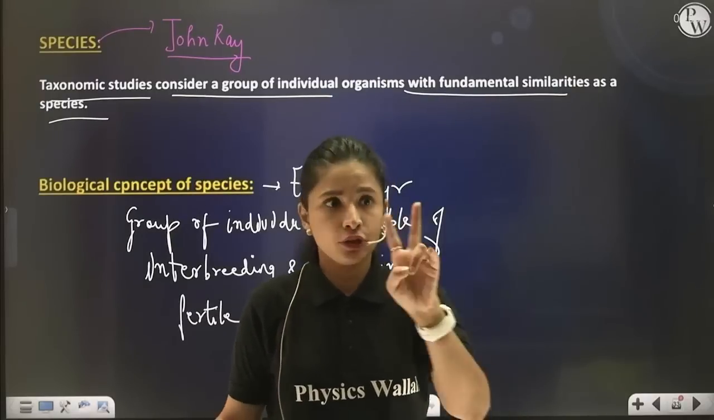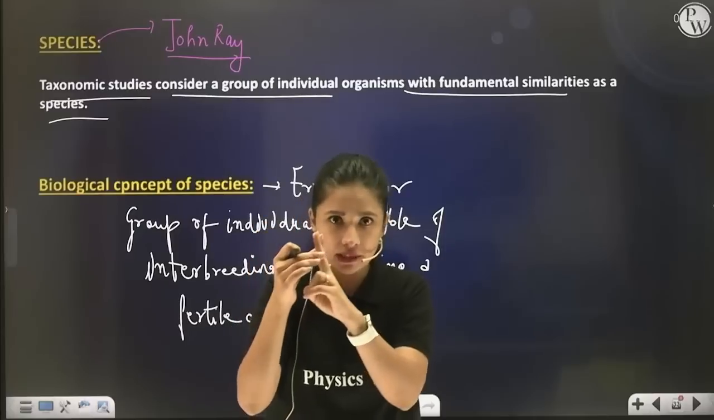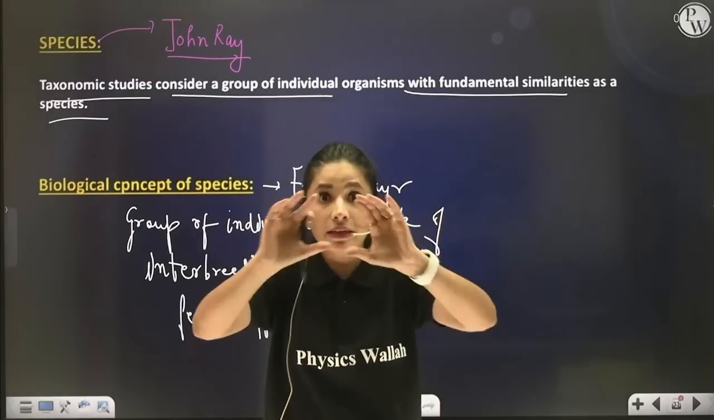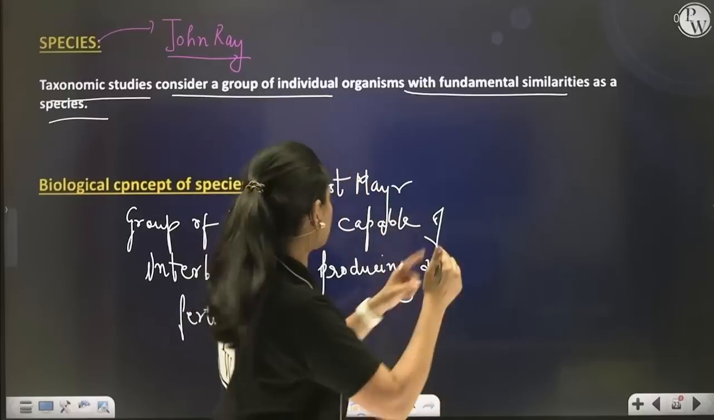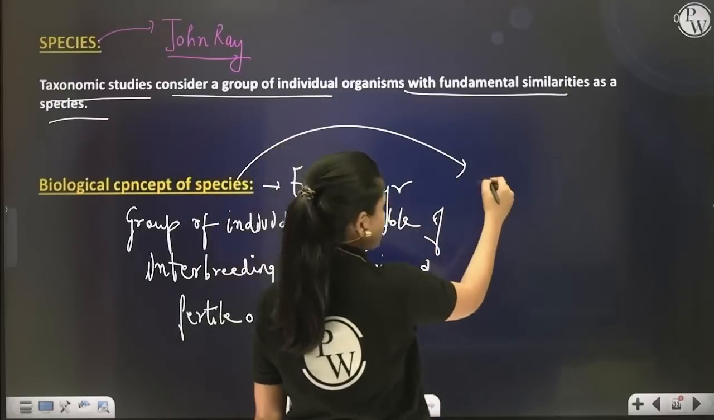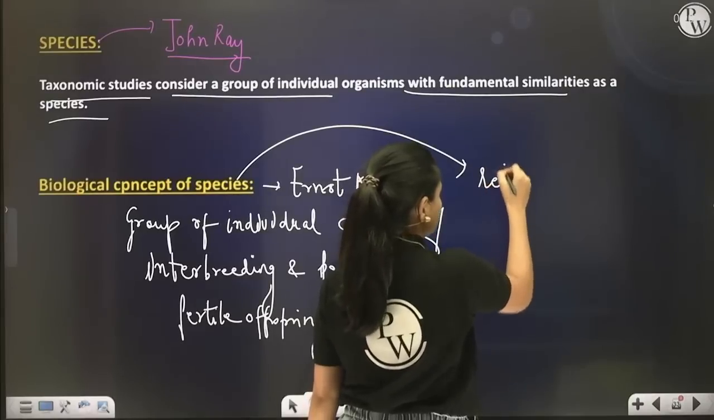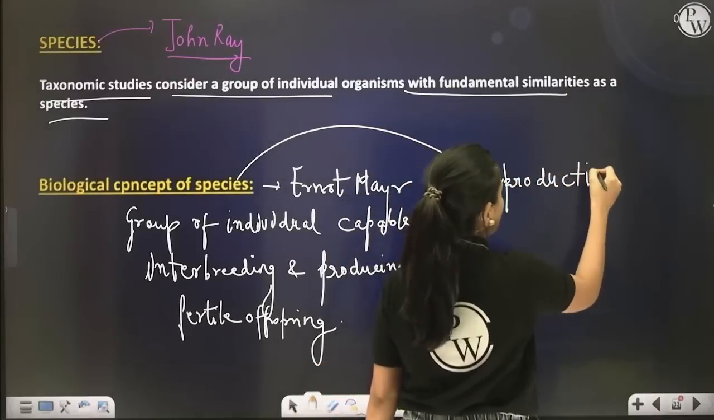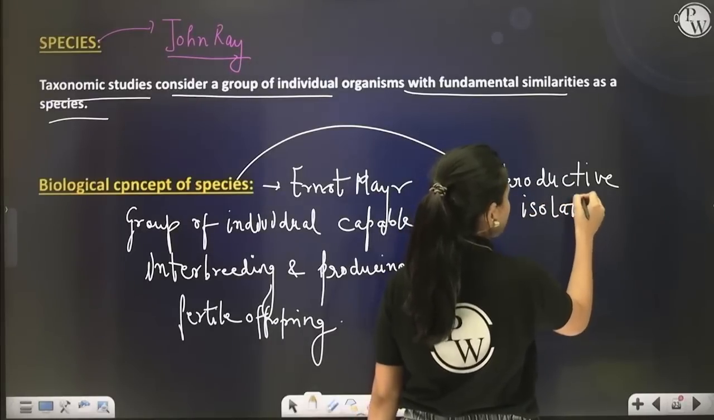Two individuals who are able to interbreed are the same species. Two individuals not able to interbreed are different species. So this is reproductive isolation. Clear? So the biological concept of species is based upon the principle of reproductive isolation.